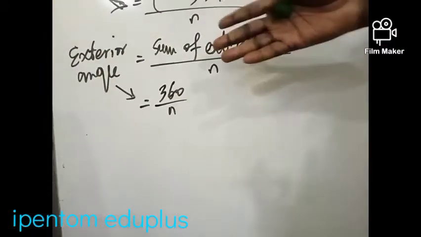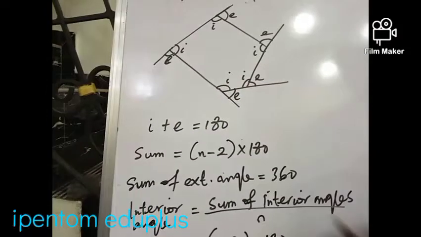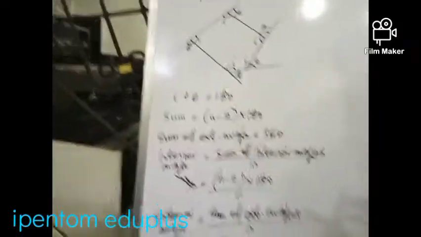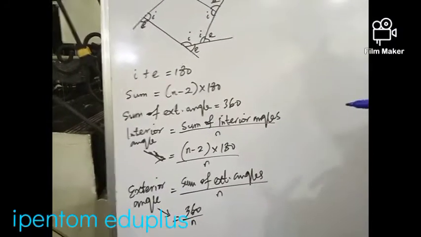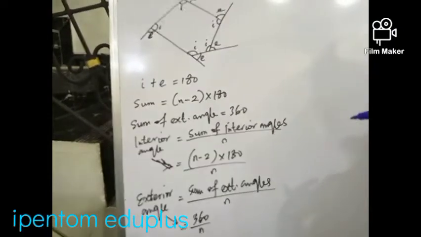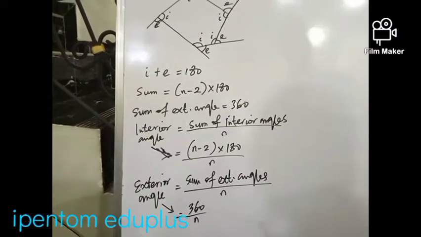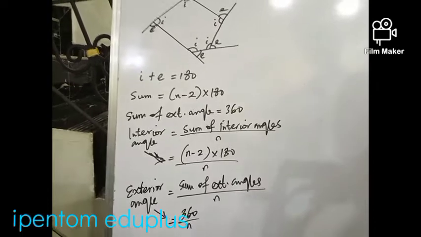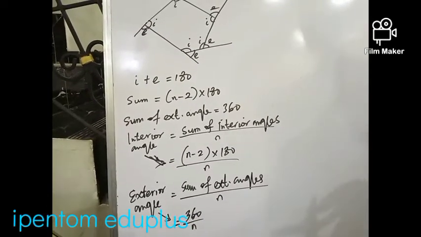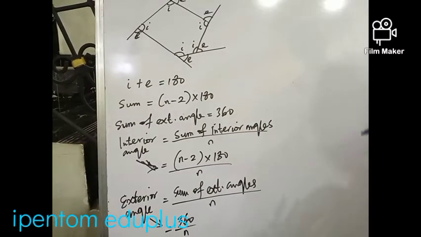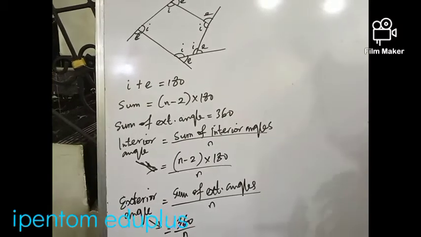Now that we have known this formula, another thing we can do is use this formula here, that is I plus E, to find the exterior when you are given interior. You can also use it to find the interior when you are given the exterior. You can use it to find the number of sides. You can use it to find each angle of a regular polygon. A regular polygon is a polygon that has all the sides equal and all the angles equal. So when you have any polygon that has all the sides and all the angles equal, then we say it is a regular polygon.